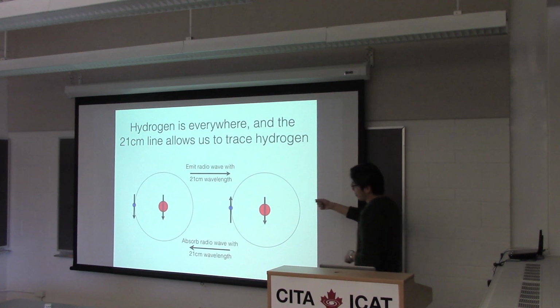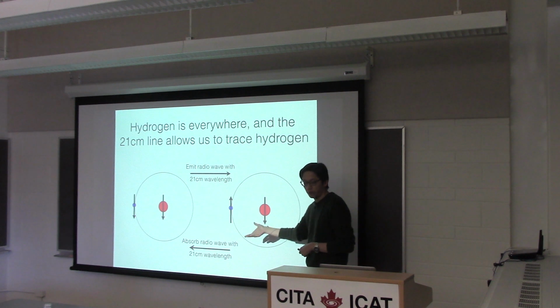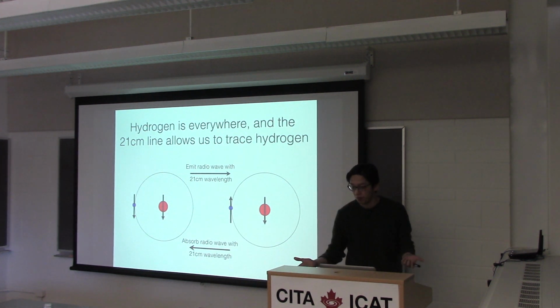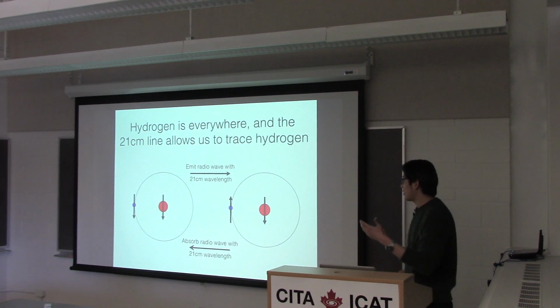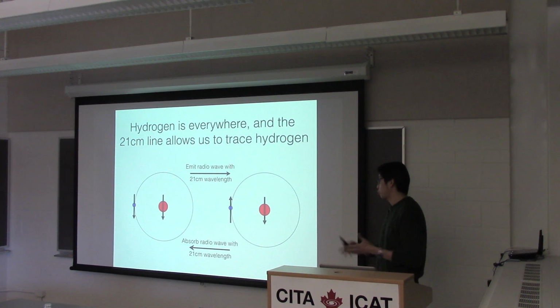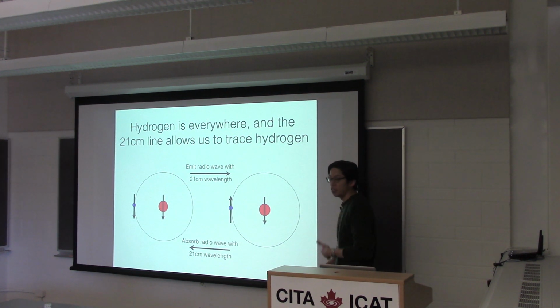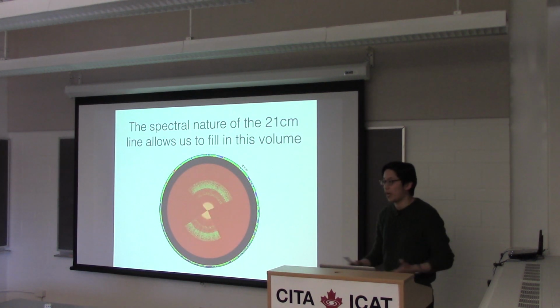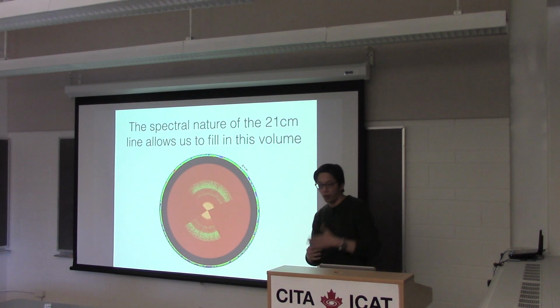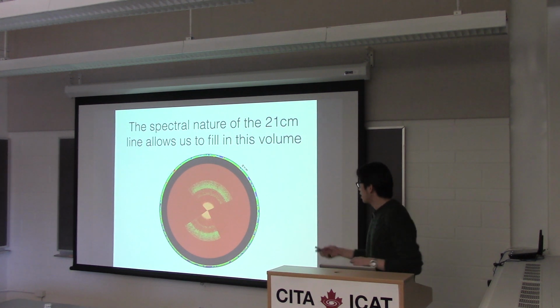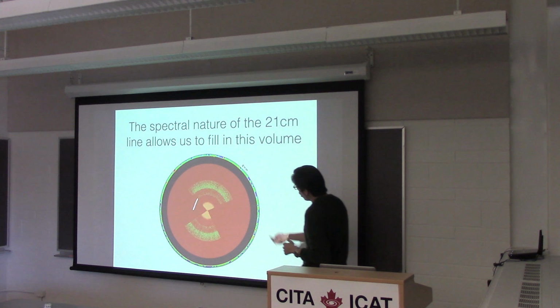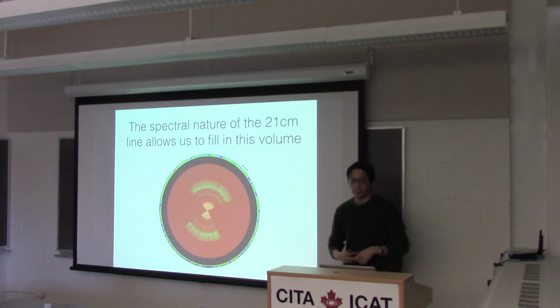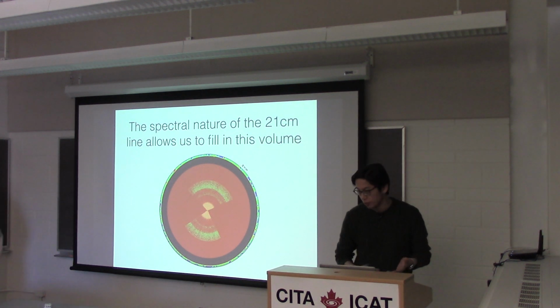And the fact that the rest wavelength is known to be 21 centimeters to very high precision means that this also allows us to look at the observed wavelength, observed frequency, and get the redshift. So we automatically have a 3D way of mapping our universe where the redshift direction gives us a line of sight direction. Okay. So this in orange here is what is potentially reachable by 21cm cosmology.